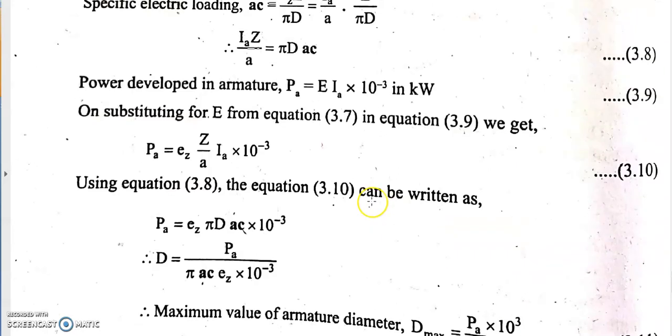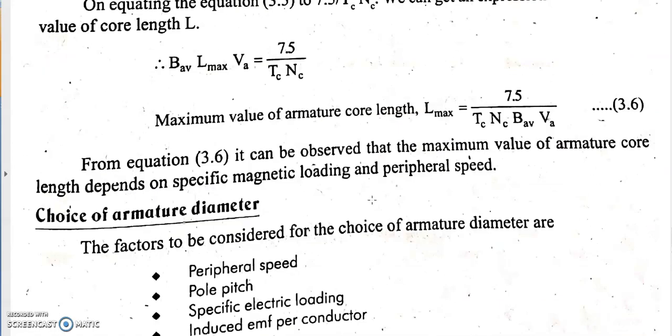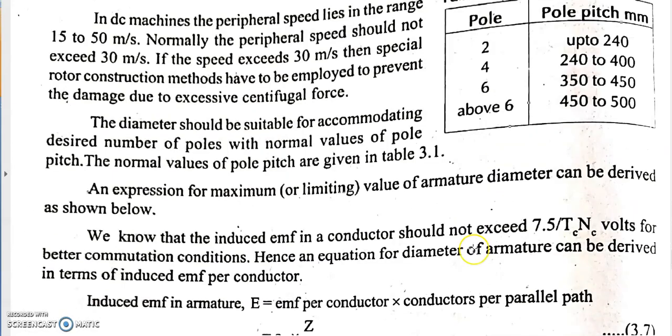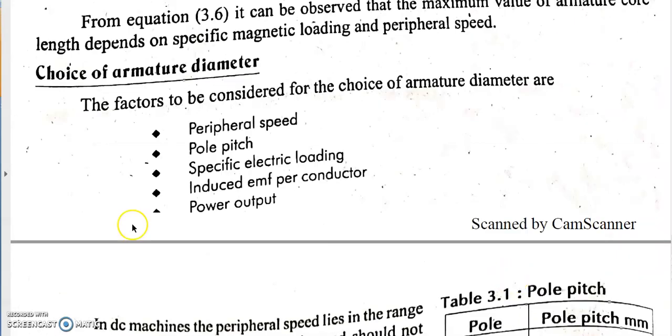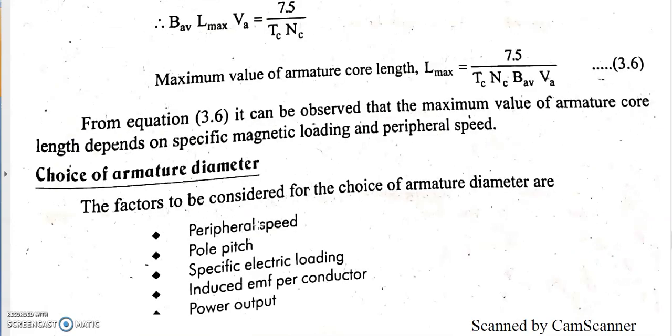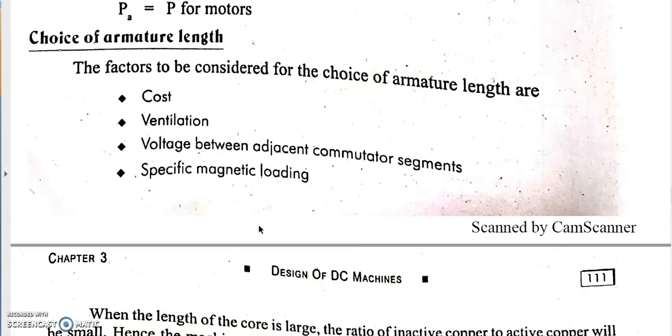So this is how we derive the equation for the maximum value of armature length and the maximum value of armature diameter. These are the limiting values of armature diameter. From this equation we can say that it depends on output power, Ac, which is the specific electric loading, and Ez. That is given here: peripheral speed, pole pitch, specific electric loading, induced EMF per conductor, and power output. And the length of the armature depends upon the specific magnetic loading and the voltage between adjacent commutator segments, and the other parameters are constant in relation.